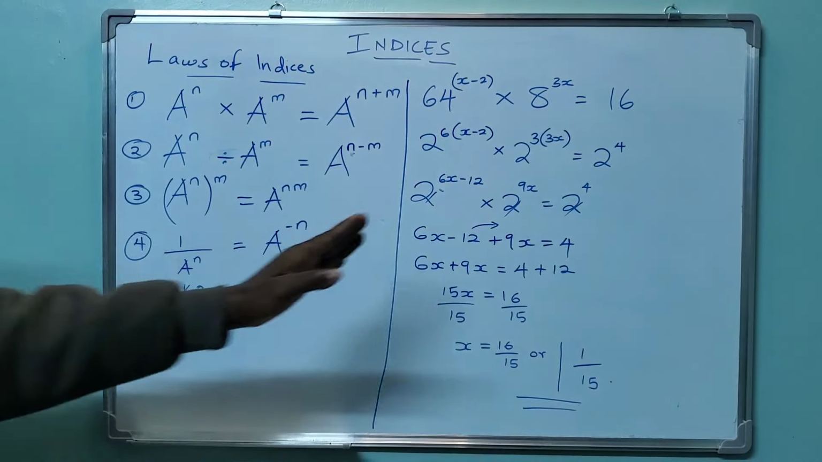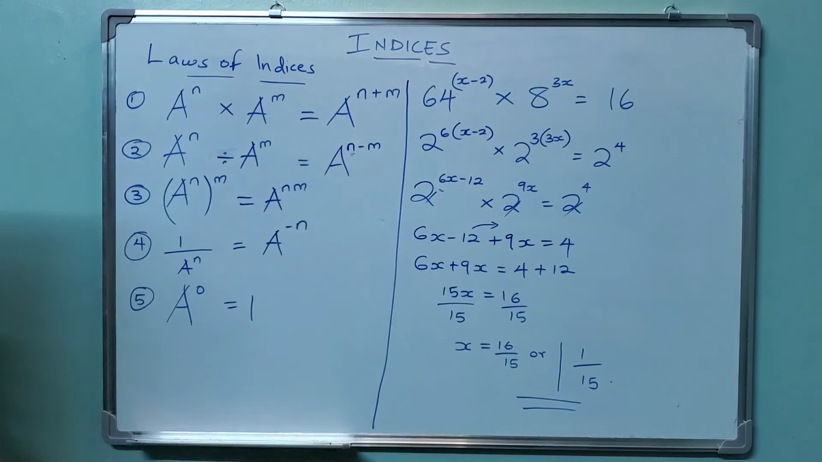So we've applied the law of index, the first law of index, to work out the value of the unknown, that is the value of x. Let us try another example.